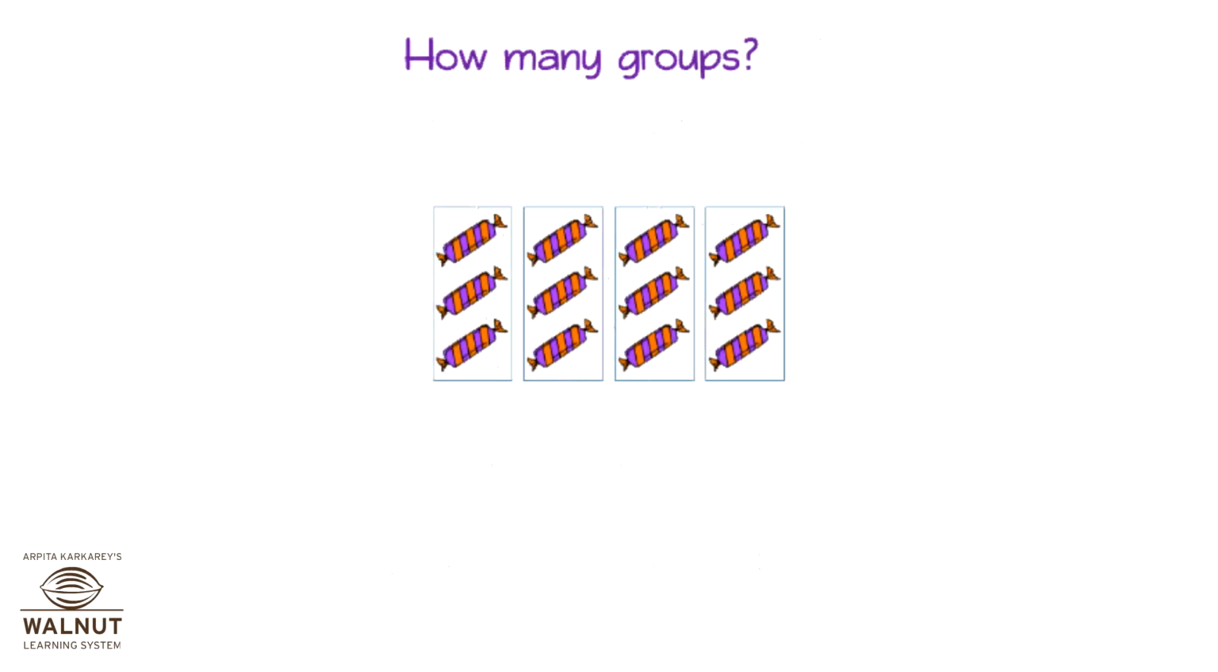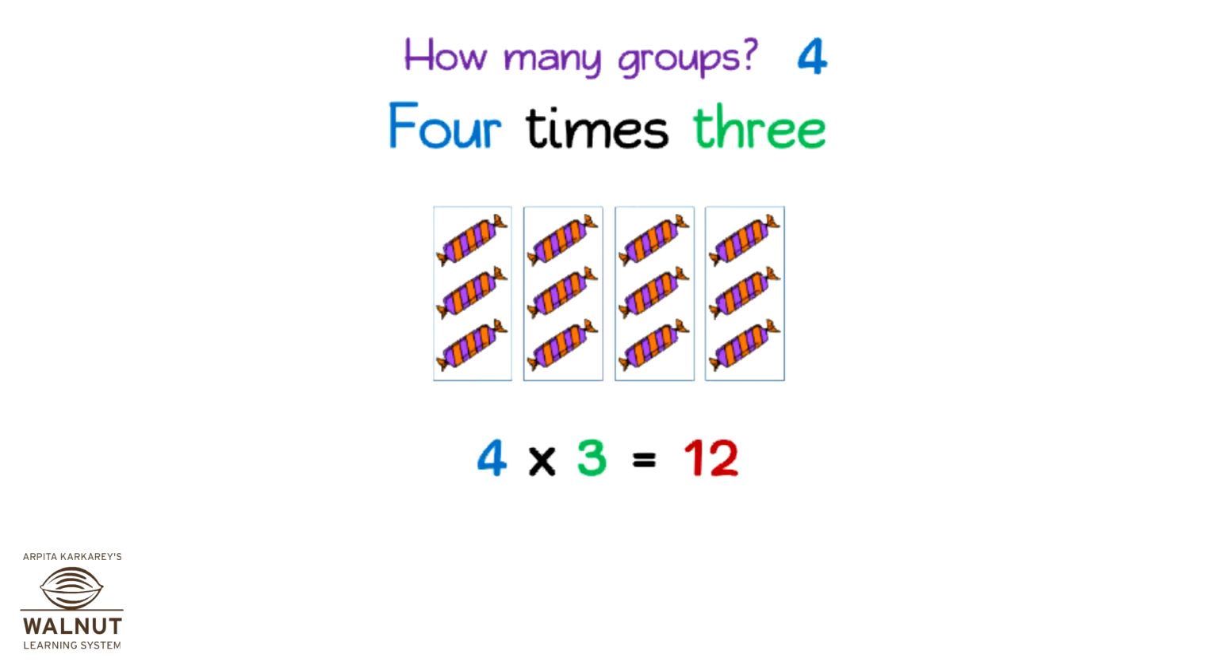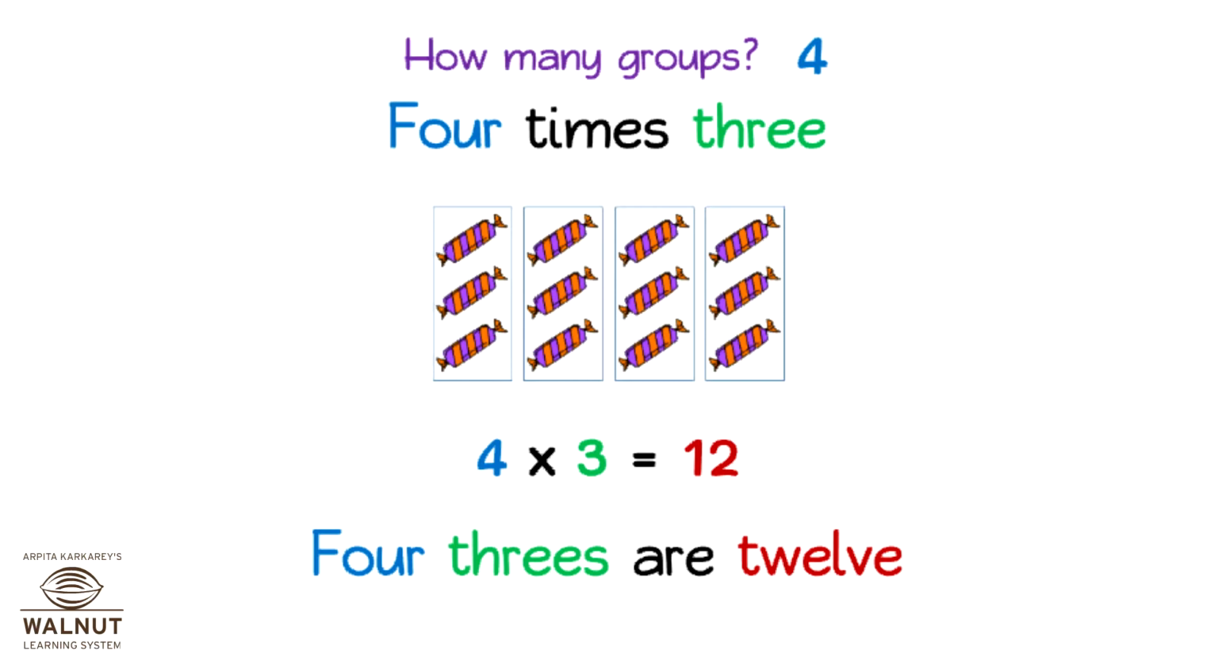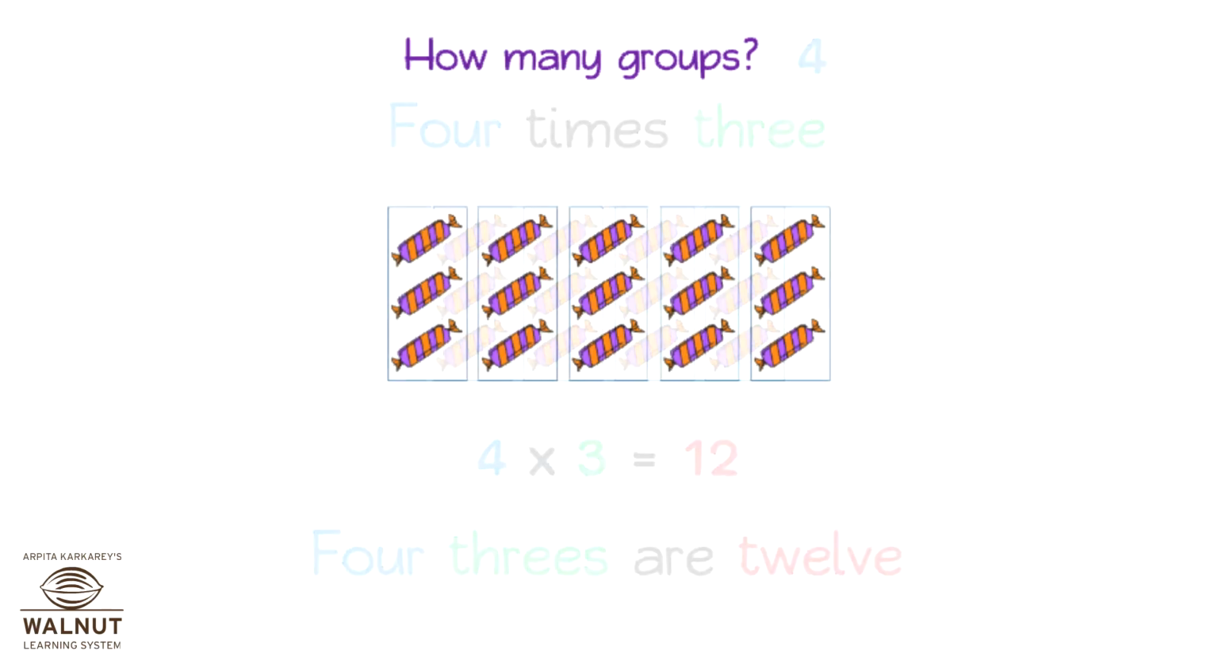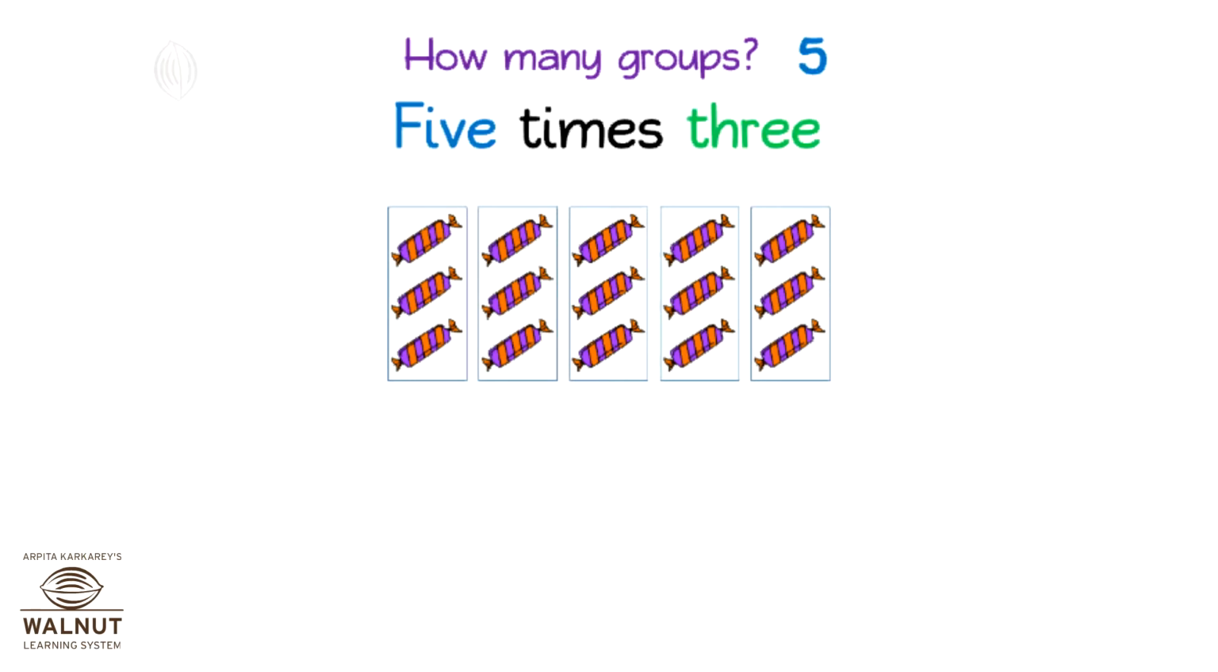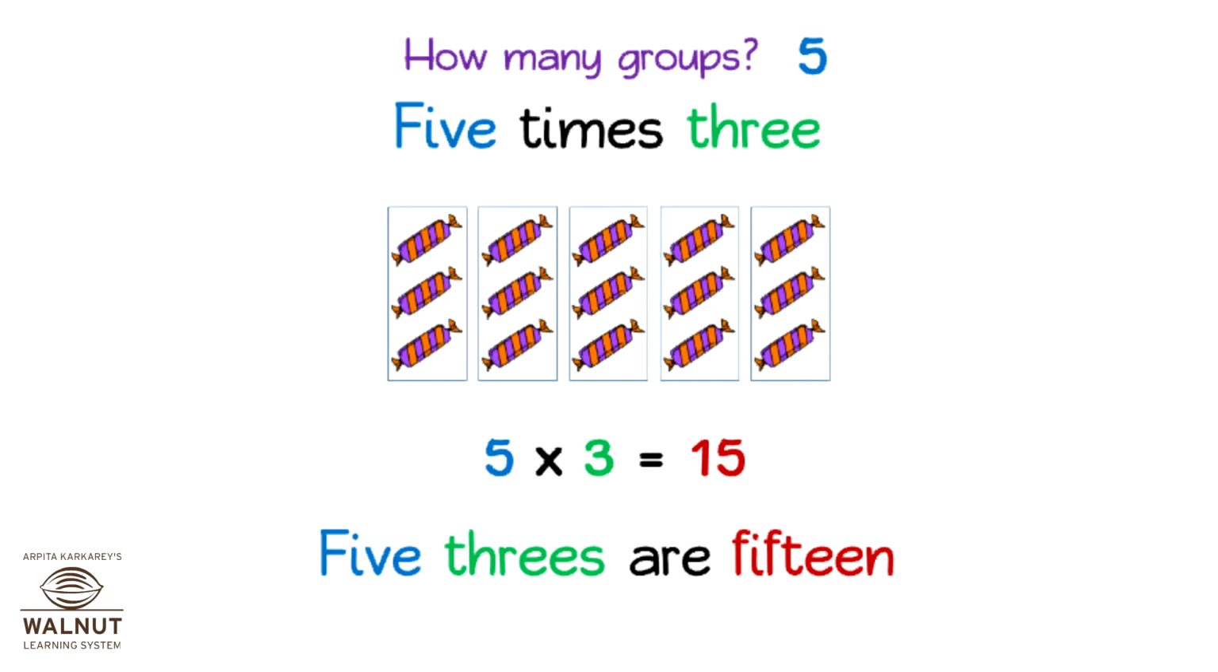How many groups do we have? 4. That is 4 times 3. We write it as 4 multiplied by 3, which is 12. We read it as 4 threes are 12. How many groups do we have? 5. That is 5 times 3. We write it as 5 multiplied by 3, which is 15. We read it as 5 threes are 15.